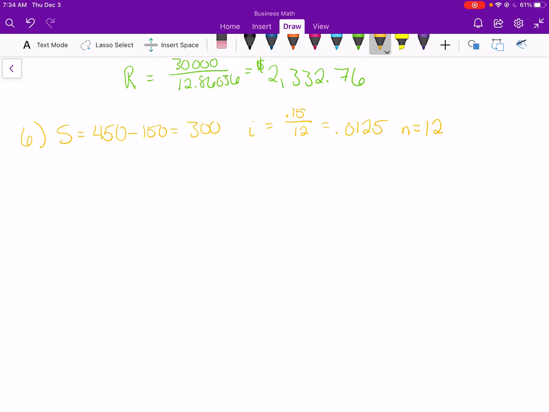So our discount factor is 11.07931. We use discount factor because we're talking more about present value. So our R is 300 divided by our discount factor, which gives us $27.08.